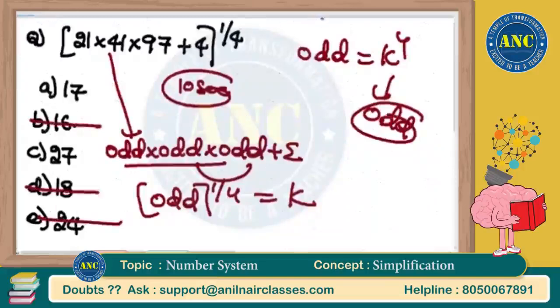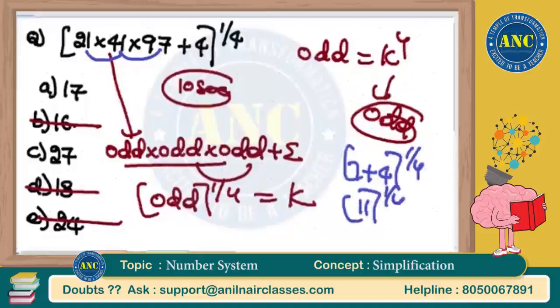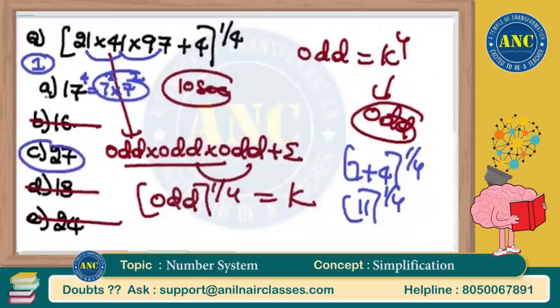And the next one: 1 1s are 1, 1 7s are 7. 7 plus 4 power 1 by 4 is 11 power 1 by 4. So if I take the answer power 4, I should get 1. 7 power 4 is 7 square into 7 square, 49 into 49. 9 9s are 81, yes, it is 1. Here also 1. So just by looking at a question in 10 seconds, 3 options are eliminated.